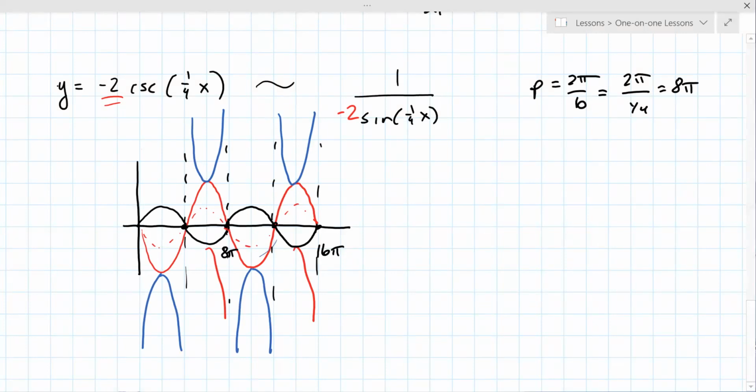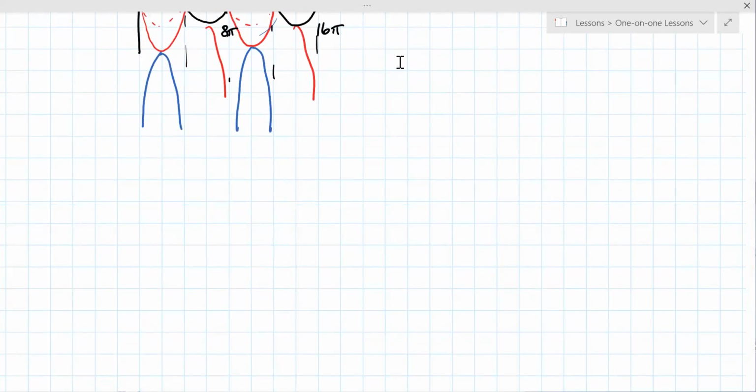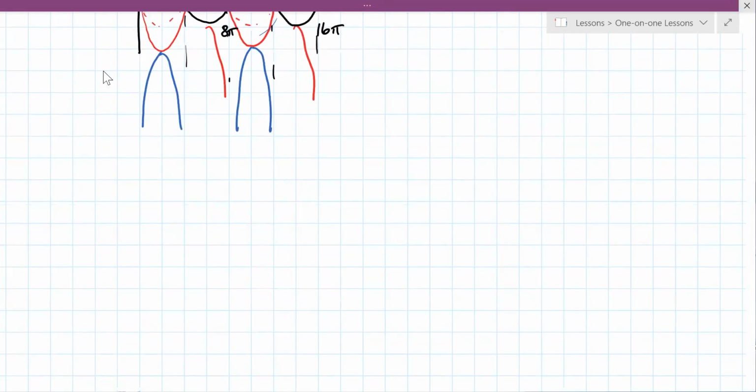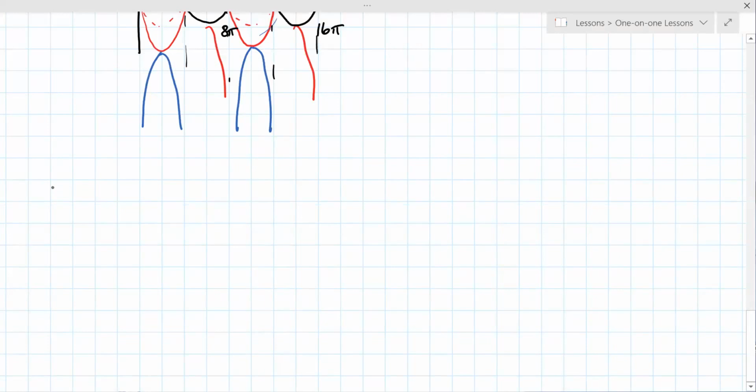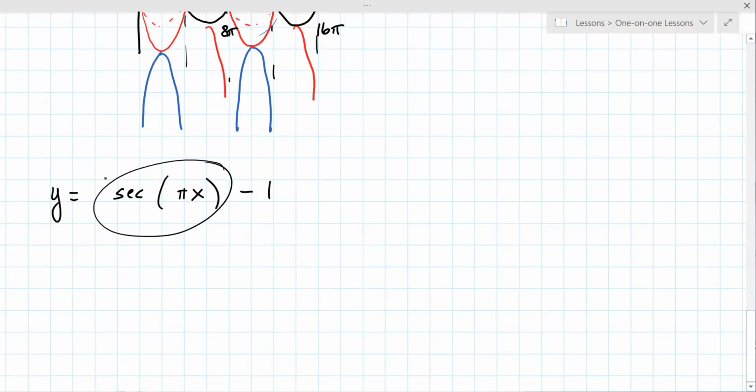All right, let's do a secant. Let me change the pen colors back here. So let's do y equals secant of pi x minus 1. Okay, so we have to graph this. Well, what does secant do?